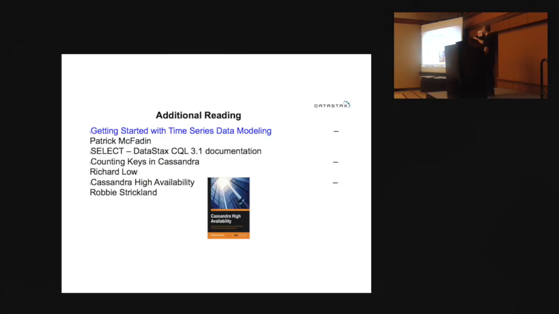Again, I mentioned Richard Lowe's article, Counting Keys in Cassandra. I think he published that on Planet Cassandra in like 2013, but it might have been right before Cassandra 2.0. Again, very good in-depth discussion on what happens when you're doing a count, as well as some other things behind the scenes. And for those who haven't picked it up yet, Cassandra High Availability by Robbie Strickland.